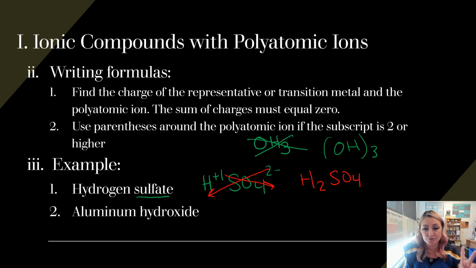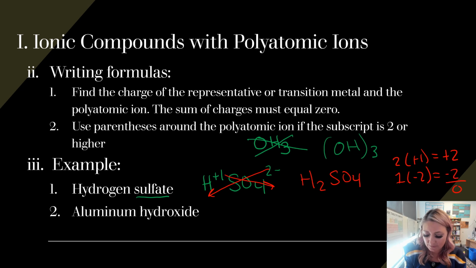I have 2 hydrogens for every 1 sulfate. That's what this is saying. If I accidentally write the parentheses, that's okay. That's not going to hurt me. But let's double check our charges. We have 2 +1 charges for an overall +2 charge on the cation, and I have 1 -2 charge for sulfate on my anion. Those add up to 0. Excellent. I've done it right, correctly. Bad grammar. Moving on.